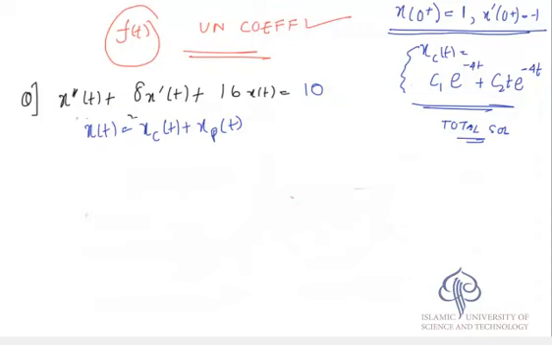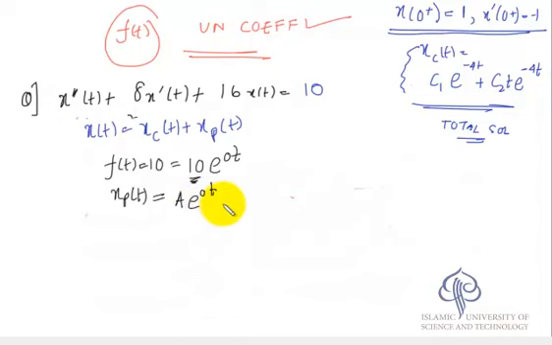So the forcing function is a constant. f(t) is 10, which can be written as 10 e to the power 0t. So your particular integral, if you look at the table, you can write it as, again, this 10 is not going to remain the same. It's going to be some a or b or c, a constant, but this e to the power 0t is going to remain the same. So the particular integral is going to be a constant.